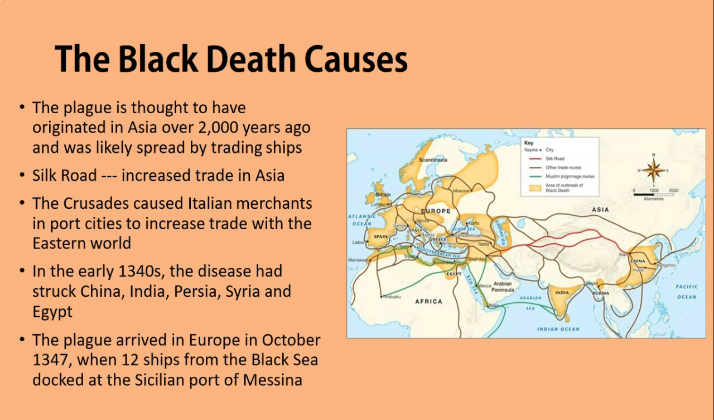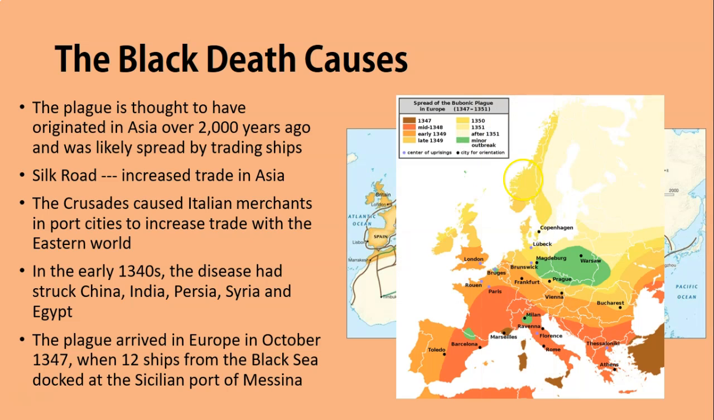Now, the first instance of really where historians say this is where the Black Death entered Europe was in 1347 on an island in Sicily, which is down here in Italy. Now, what happened is 12 ships from the Black Sea, so up here, they originated from over here, docked at a Sicilian port.